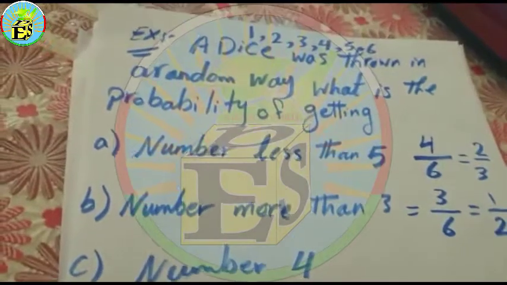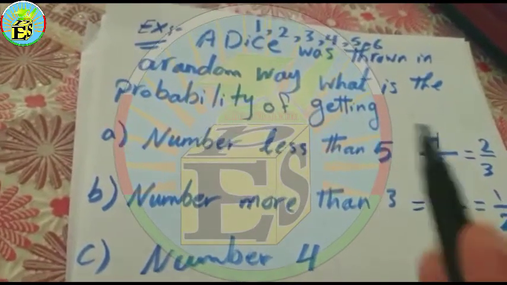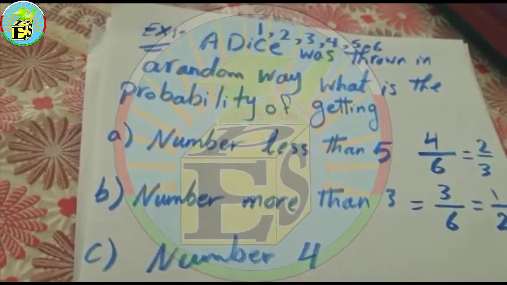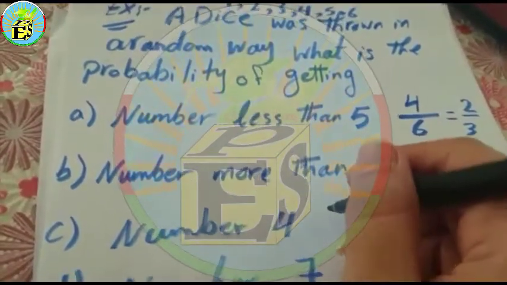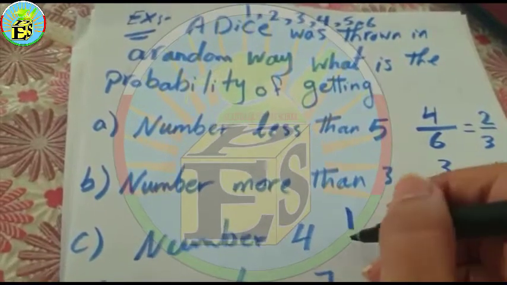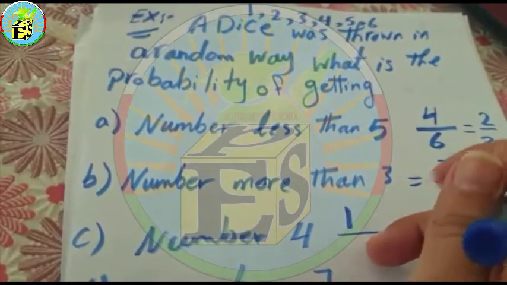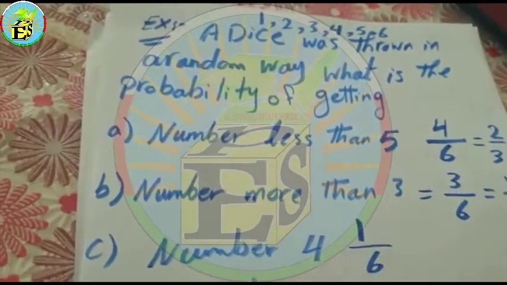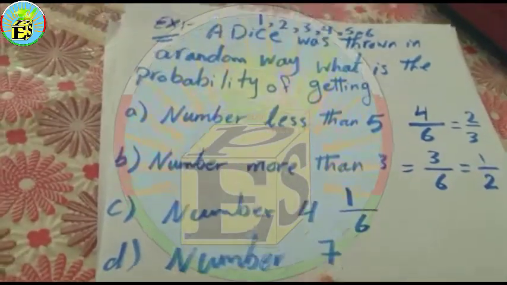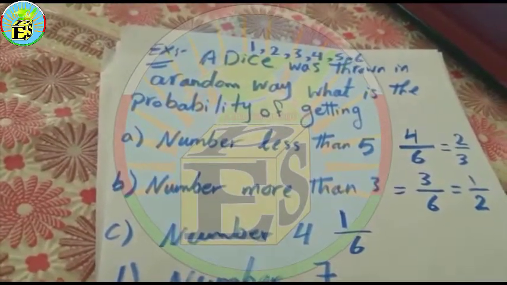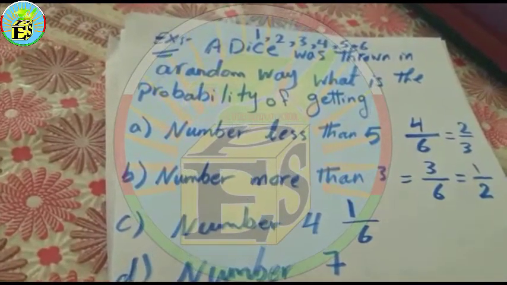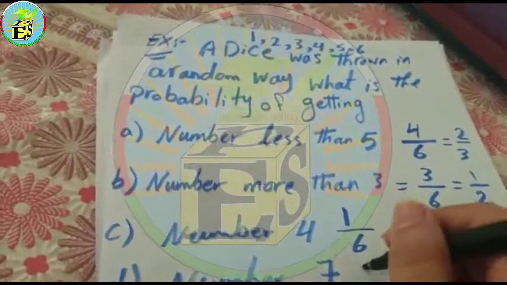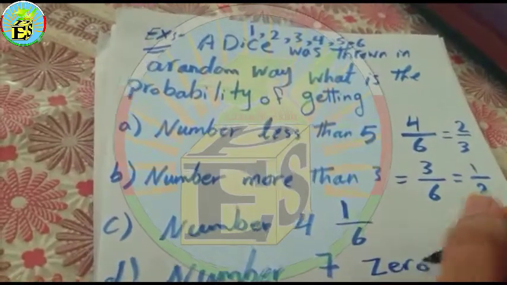What about the probability of getting number 4? How many 4s do you have up there? Only one 4, right? So it will be 1 over 6, all of the outcomes. You get it? What about 7? How many 7s do you have up there? Nothing. It is impossible to happen because there is no 7 on the dice. So it will be 0.